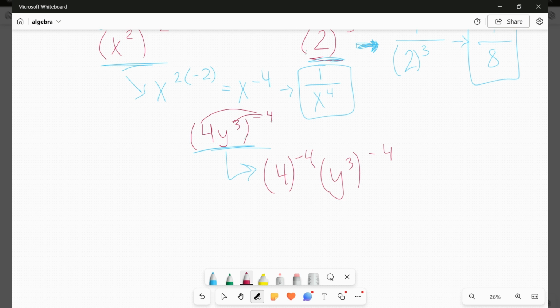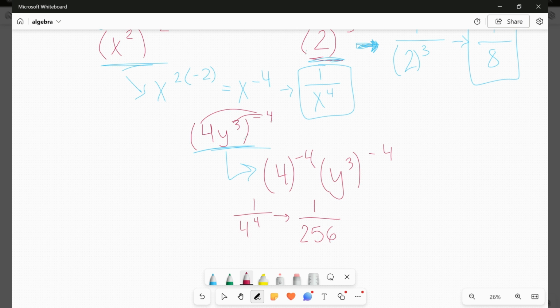Okay, now we have to think. What is 4 to the negative 4? 4 times 4 times 4 times 1 more 4 is 256. Now, do you have to memorize that? No, that's not the point. The point is working with the negatives right now. So 4 to the 4th is 256. So we know 1 over 4 to the 4 is 1 over 256. So 1 over 256 is our first term.